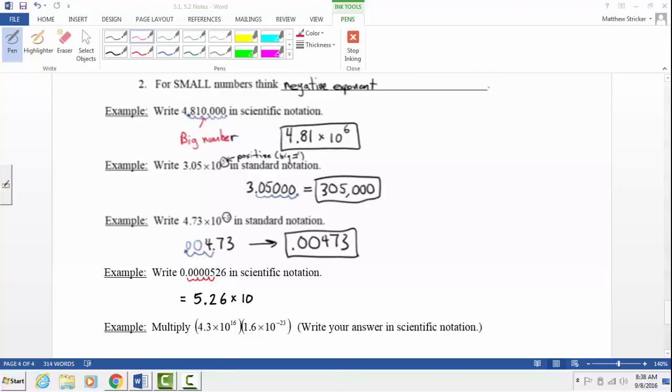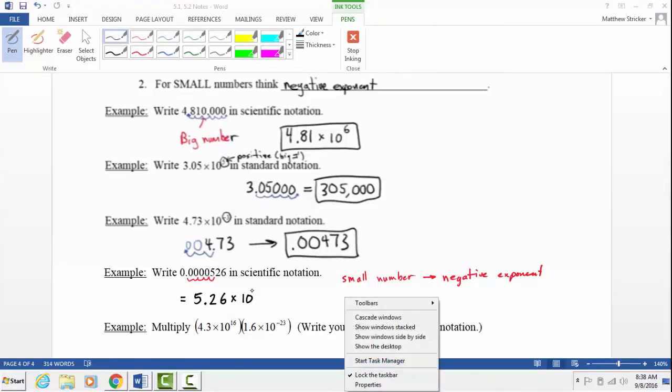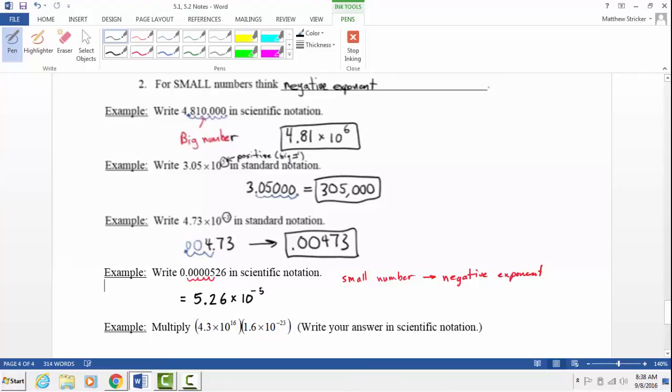And is this a small number or a big number? This is a small number. Small number means negative exponent. So that's what our answer is going to be. Our answer is going to be 5.26 times 10 to the negative 5 because we moved 5 places and it is a small number.